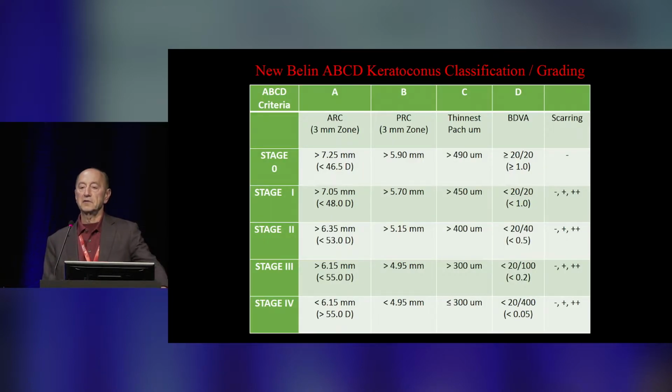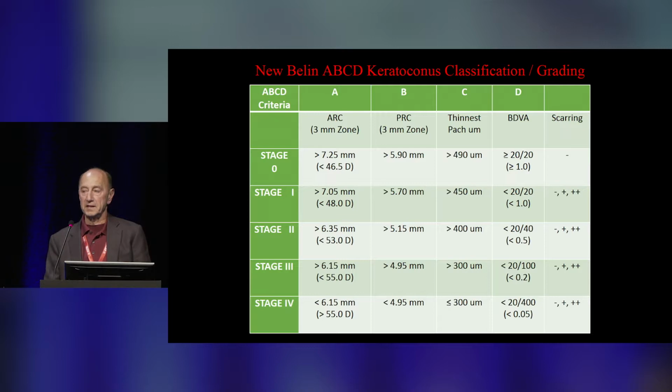So we came out with this about 2 years ago. It's currently available on the Pentacam, and it's called the ABCD classification system. A stood for anterior radius of curvature. It's a measurement taken from a 3 millimeter zone, centered on the thinnest point, not the apical reading. B was for back or posterior radius of curvature, again, centered on the thinnest point on a 3 millimeter optical zone.